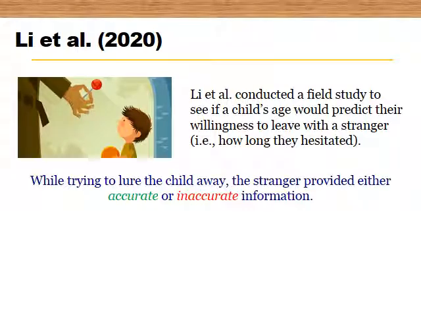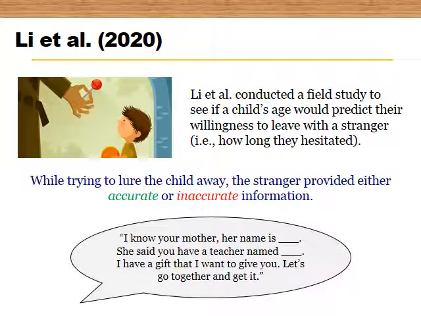Now, there was another variable in this study, which is what exactly the stranger said to the child. When trying to lure the child away from the playground, the stranger either provided accurate information or inaccurate information. So here's what the stranger actually said. I know your mother. Her name is blank. She said you have a teacher named blank. I have a gift that I want to give you. Let's go together and get it. And then they would try to get the child to come with them.